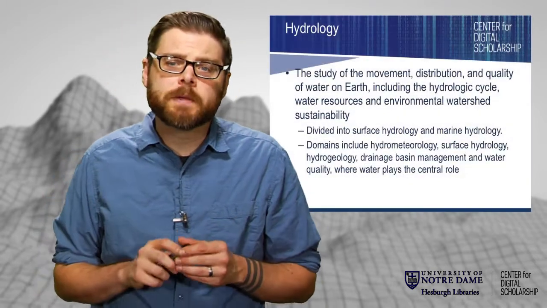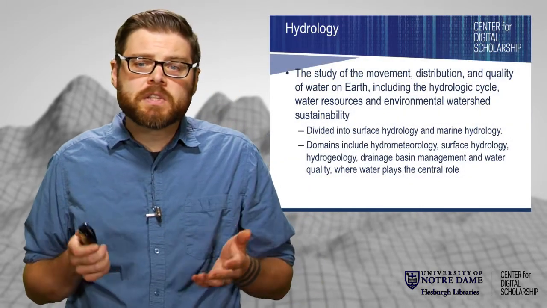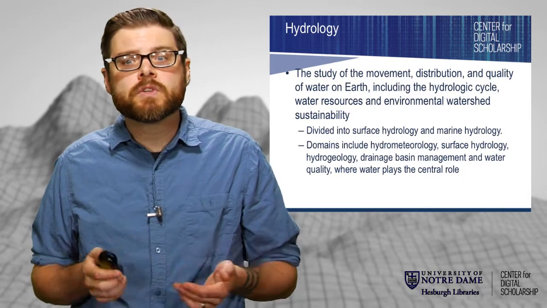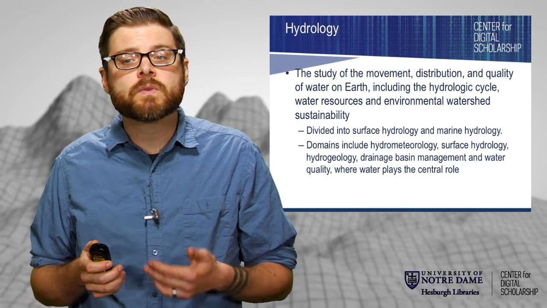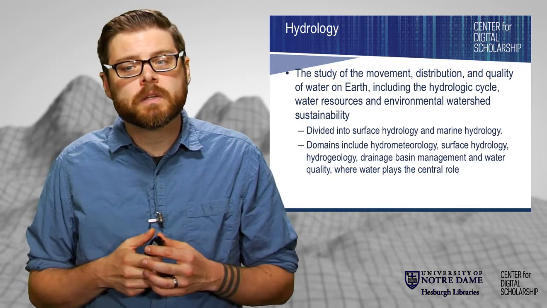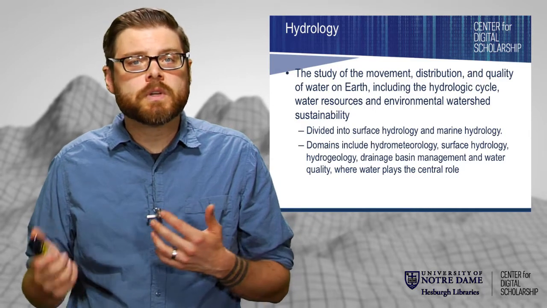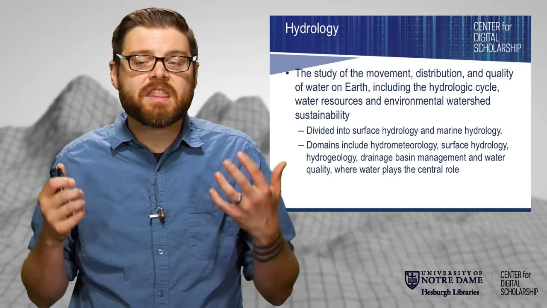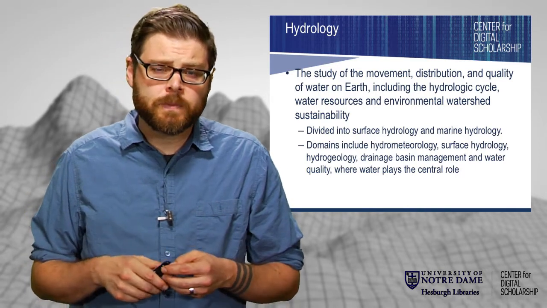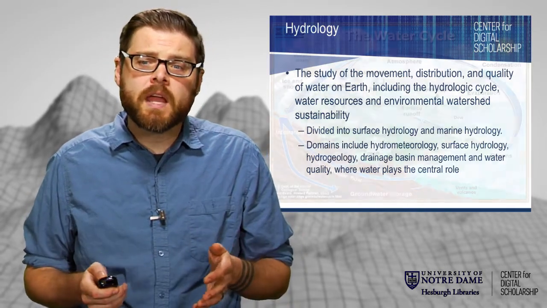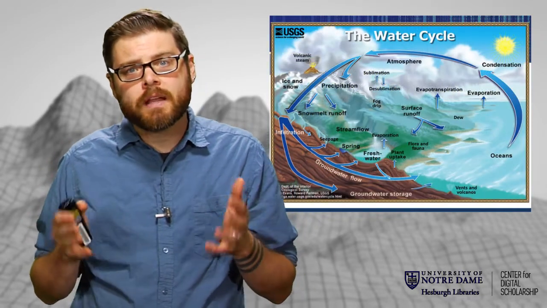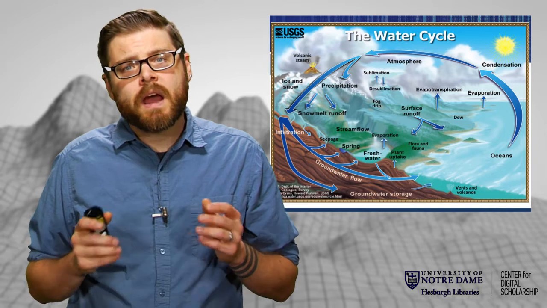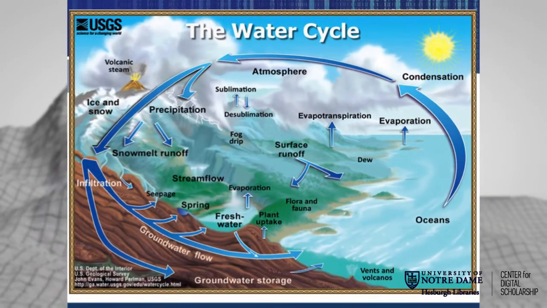So what is hydrology? Hydrology is essentially the study of the movement, distribution, and quality of water on Earth, including the hydrologic cycle, any water resources, and environmental watershed sustainability. It's divided into surface and marine hydrology. There's lots of different things that fall into the field of hydrology. What we're really interested in today is surface hydrology, and how things are likely to flow across the surface. What I have up here is the USGS water cycle, an infographic of this.